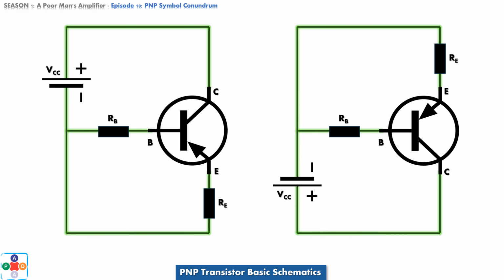If you want the same schematic, but with the flipped version of the symbol for the PNP transistor, there it is. The flow of currents is the same, only the symbol for the PNP transistor is flipped horizontally.